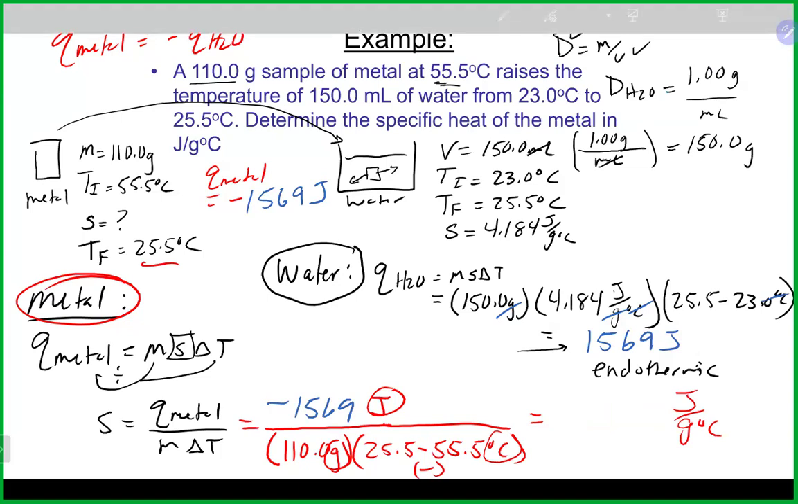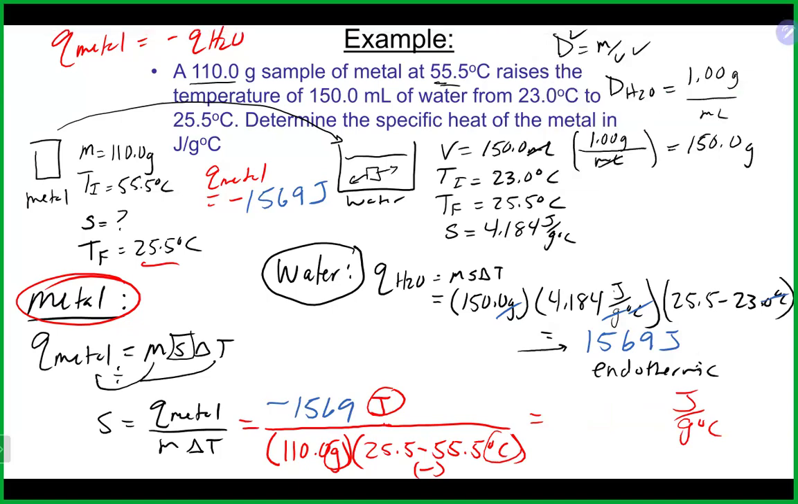All right, let's see what we did here. 1569 divided by 110 divided by 25.5 minus 55.5. All right. How about a 0.47545? Better? It's good. I was right with you.